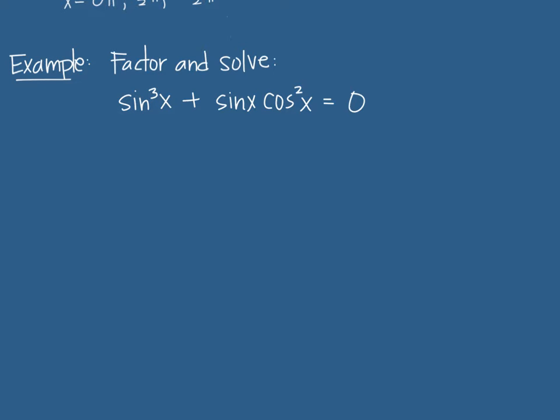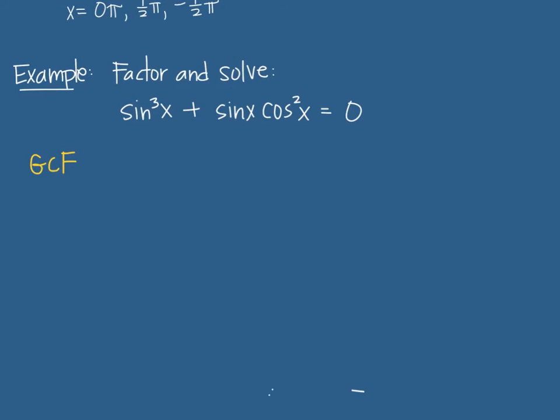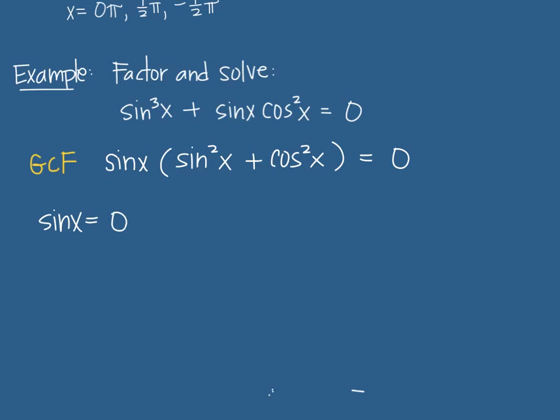So what would I take out this time? Same thing, sine x. And so I'll take sine x out. What will be left for me is sine squared x plus cosine squared x. Is that equal to 0? So now I'll take each of those and set them independently from each other equal to 0. So the sine of x gets set equal to 0, and the sine squared plus cosine squared gets set equal to 0. Now I picked this one to show you because it has kind of a unique way of solving it that we didn't see in the previous problem.